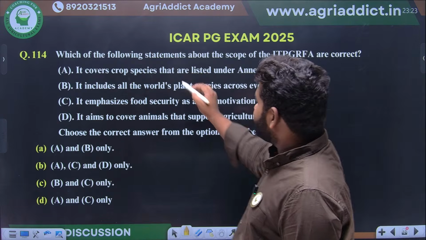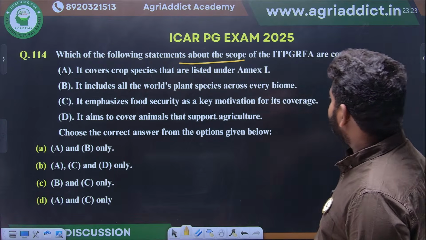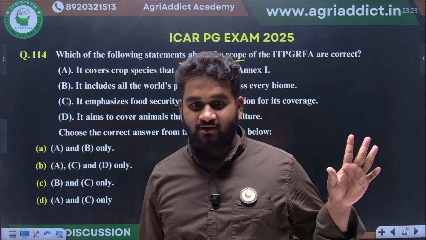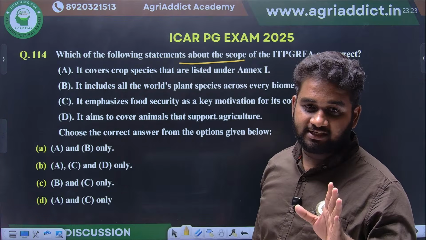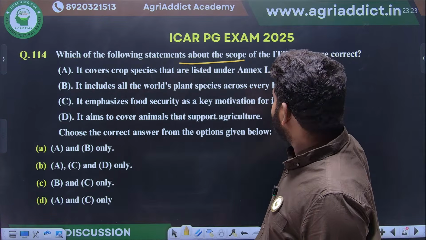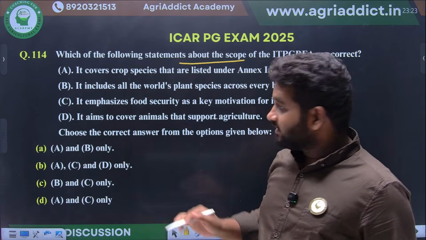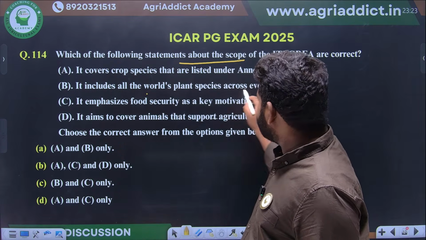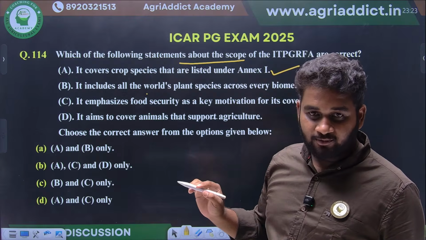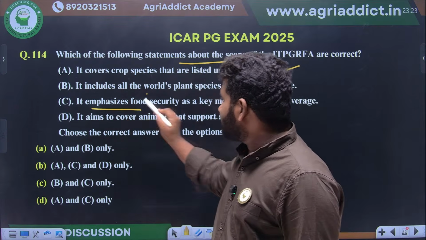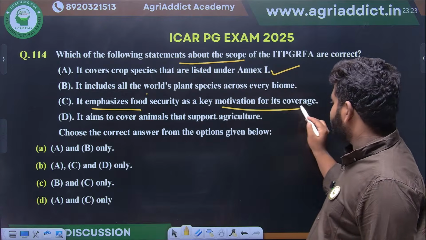Which of the following statements about the scope of the ITPGRFA are correct? I have told this again and again about the ITPGRFA. Okay, it covers the crop species that are listed in Annex 1. I have already shown that in the previous classes, what exactly Annex 1 is. It includes all the world's plant species across every biome. I don't know this, we will see now. It emphasizes food security as the key motivation for its coverage.